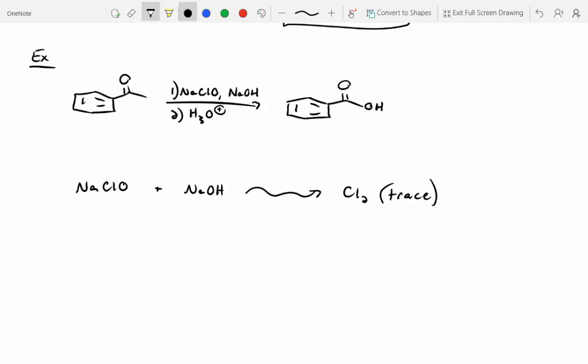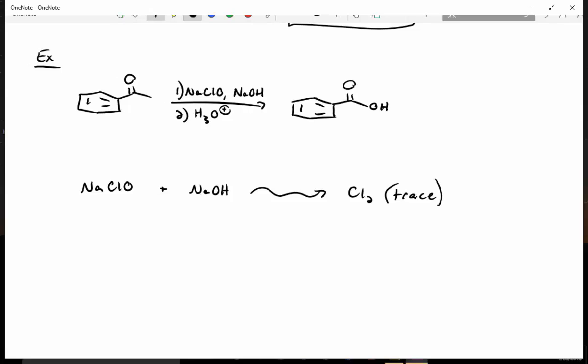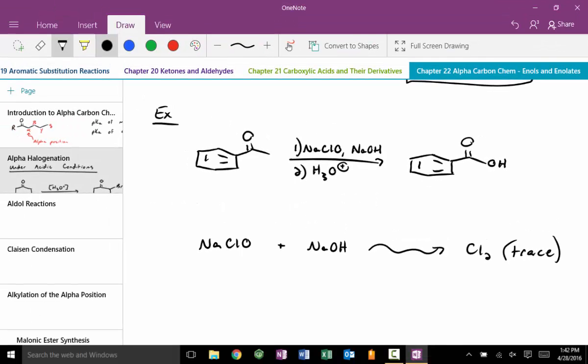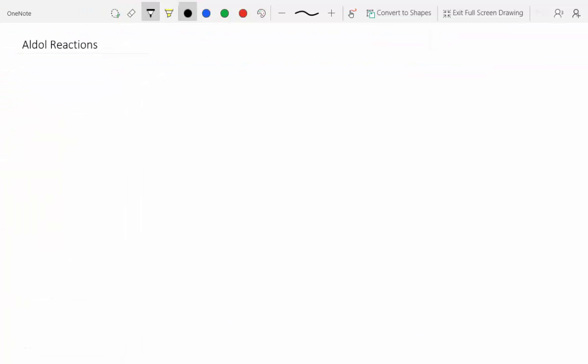All right, we're all done with alpha halogenation. Now we get to go into the more interesting chemistry from this chapter. The next reaction we're going to talk about is the aldol reaction. The aldol reaction looks more complicated than it is. You can use an aldehyde or a ketone. Typically you see aldehydes because aldehydes are more reactive than ketones.